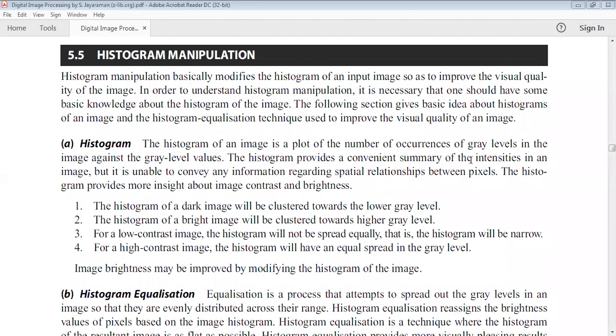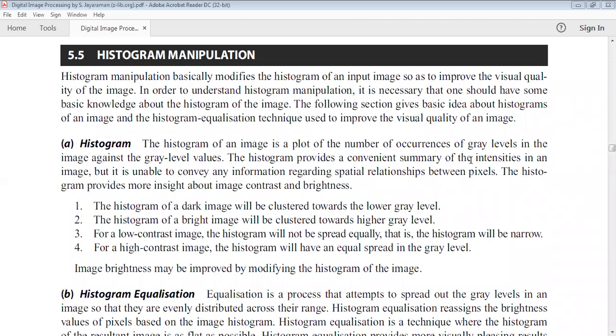So 0 and 1 are completely black pixels, and 6 and 7 are completely white, and 2, 3, 4, 5 we are going to treat like a gray portion. So it is not black, it is not white. It's simple for understanding.